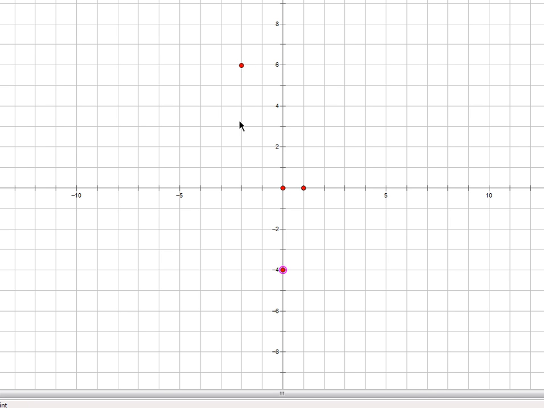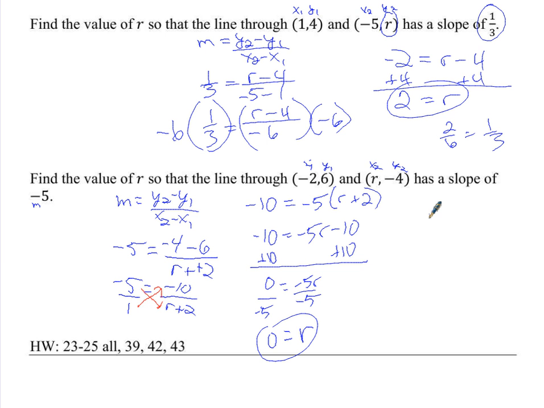1, 2, 3, 4, 5, 6, 7, 8, 9, 10. I went down 10, and then I got to go right 2. So going down 10 is what? Negative 10 over positive 2, which reduces down to negative 5, which is what I wanted. So I know that I'm right. I have r equals 0 is correct.